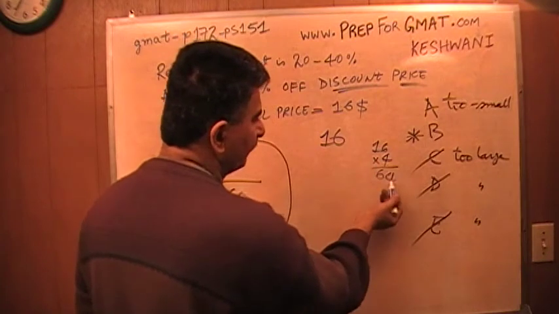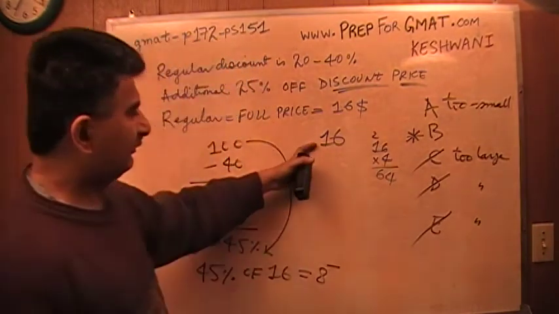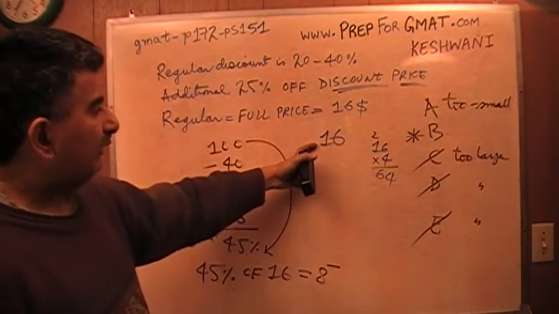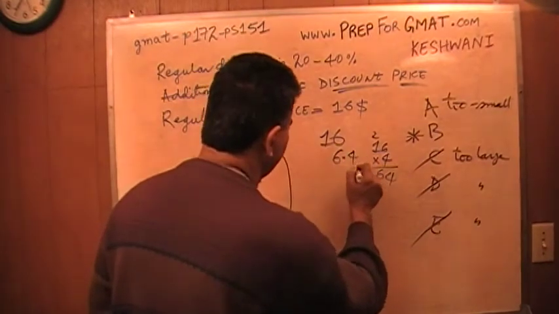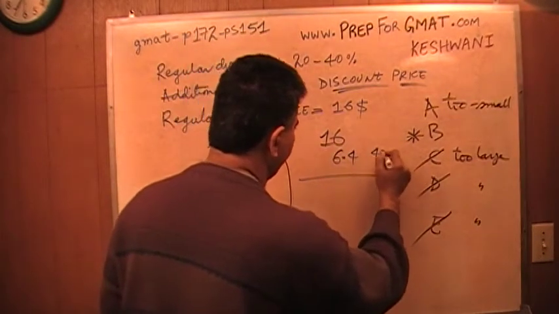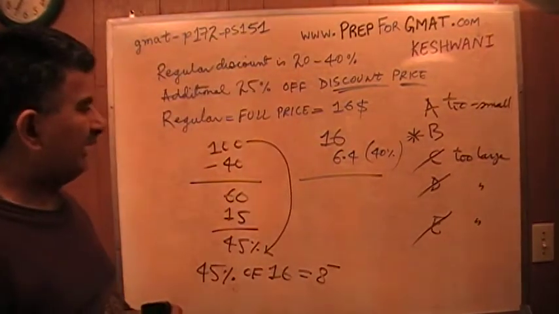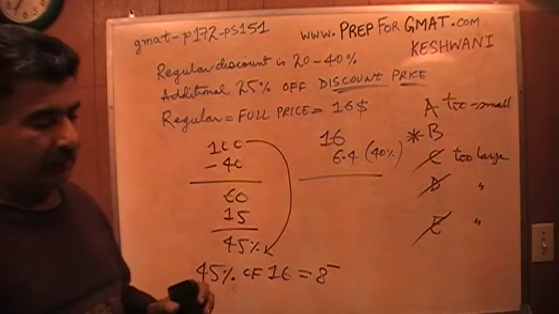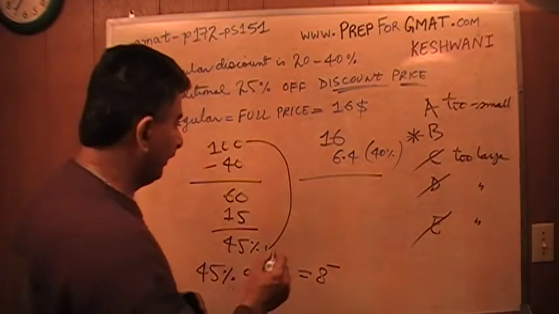So 6 times 4 is 24. You got a 4, then you got a 2. 64. That tells me that 40% of 16 is $6.40. So that represents the 40%. So what is $16 minus $6.40? I don't know which world you live in, but in the world that I live in, it's about $10.